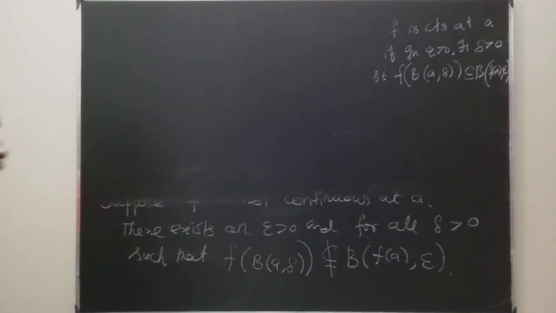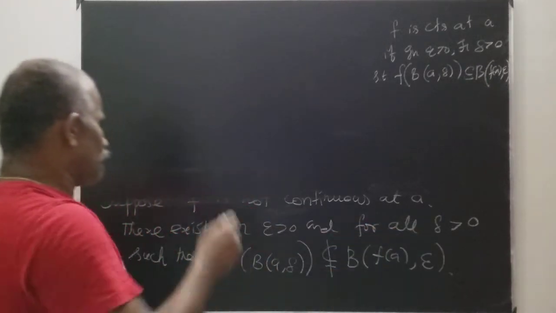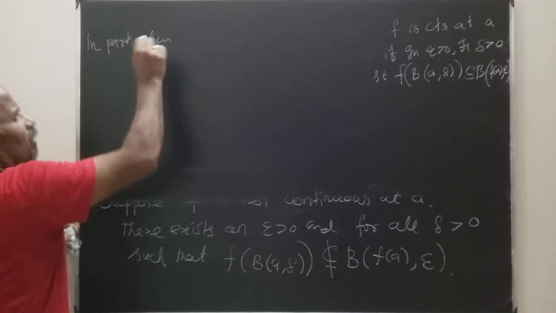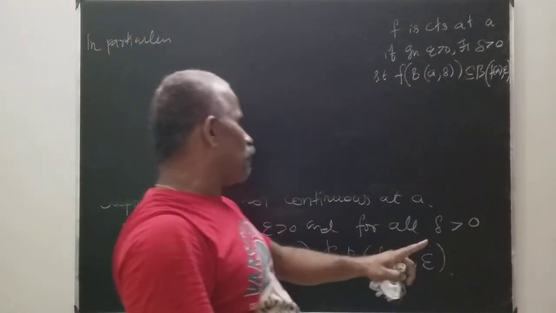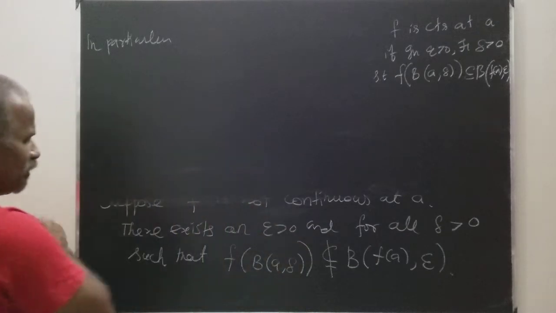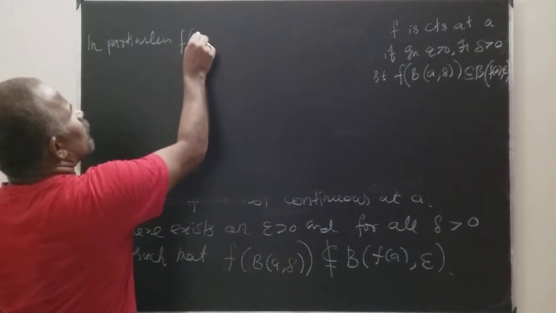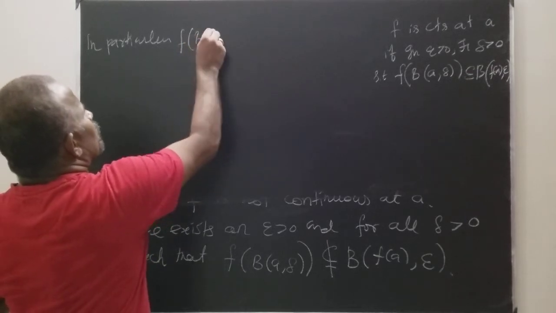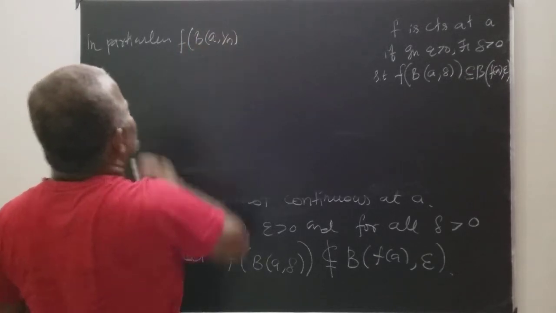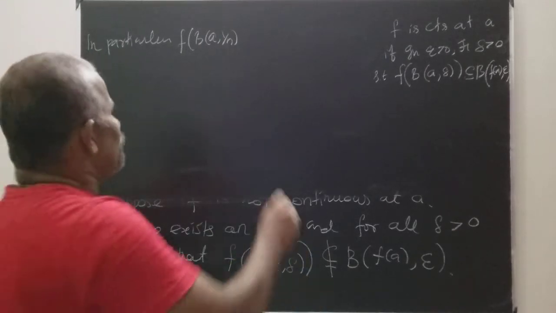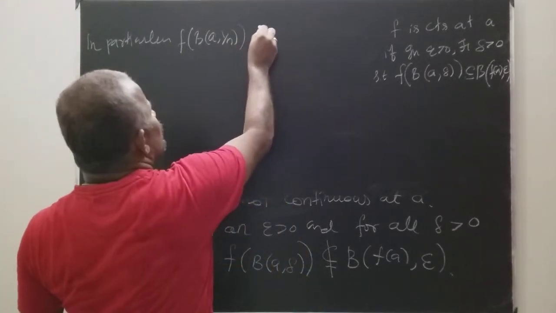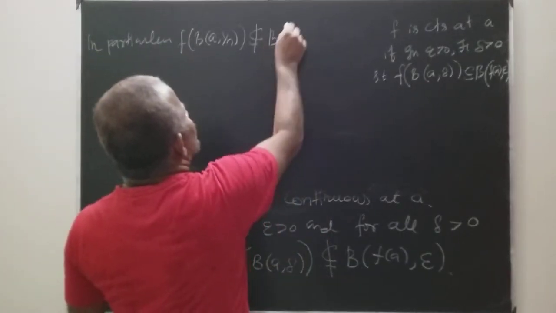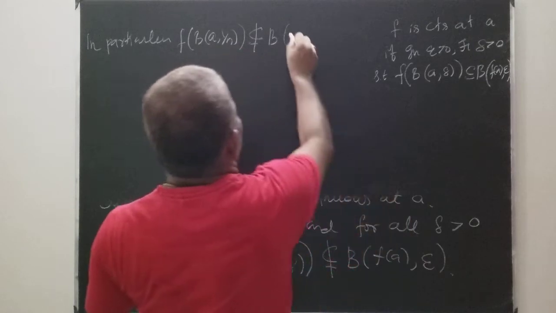So for all delta, in particular, I am going to take delta equal to 1 by n. 1 by n is also positive. In particular, f of B(a, 1 by n) is also not a subset of B(f(a), epsilon).